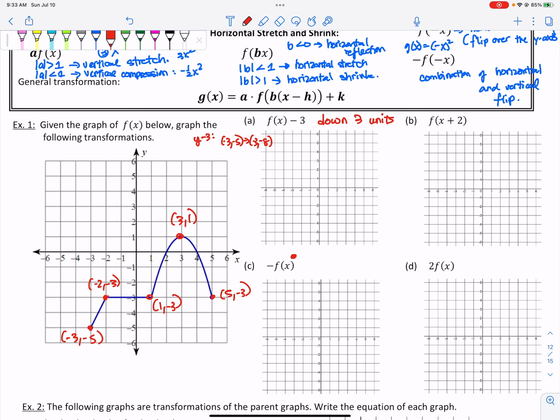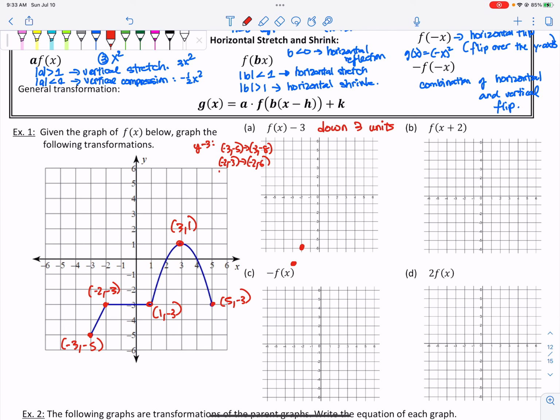And then we have the second point, (-2, -3). Subtract the y value by 3, so negative 3 minus 3 is going to be negative 6. So we have the point (-2, -6). And I'm going to pick the next point, (1, -3). The y value is going to move down 3 units, so that's going to be negative 6. (1, -6).